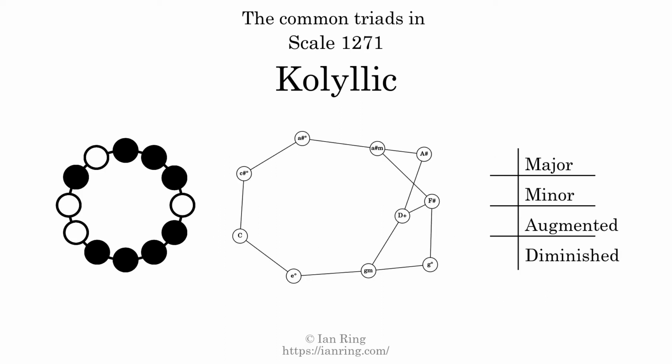Represented as a binary number in base 2, the scale number is 010011110111. Here are the common triads present in this scale. The diagram in the center is a graph of parsimonious voice leading between triads. There are 3 major triads. There are 2 minor triads. There is 1 augmented triad. There are 4 diminished triads.